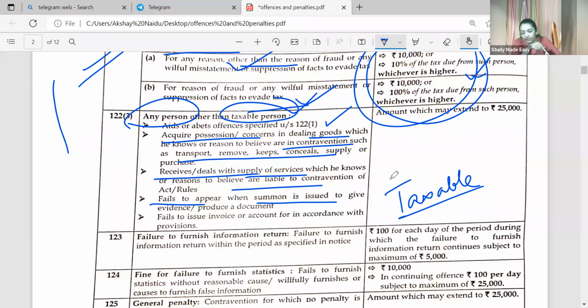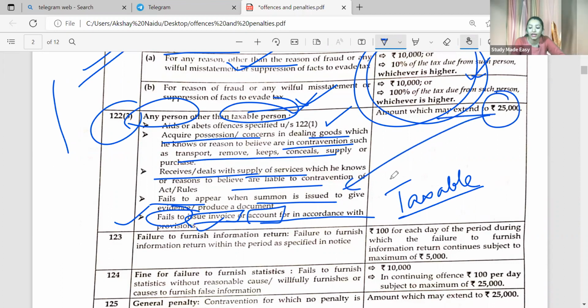Any of the things, कोई भी taxable person वो सारी चीजें कर रहे हैं, that have been mentioned under 122 subsection 1, that is supply without invoice, invoice without supply. All those things, or you fail to issue an invoice in accordance with the provision of the law. Now, according to the provision of the law, 16 number का serial number होना चाहिए, some relevant particulars should be there in your invoice, वो सारी चीजें होनी चाहिए. So if you fail to issue the invoice or account for it in accordance with the provision, in such a case, again, whatever it is, कम से कम may extend to 25,000.